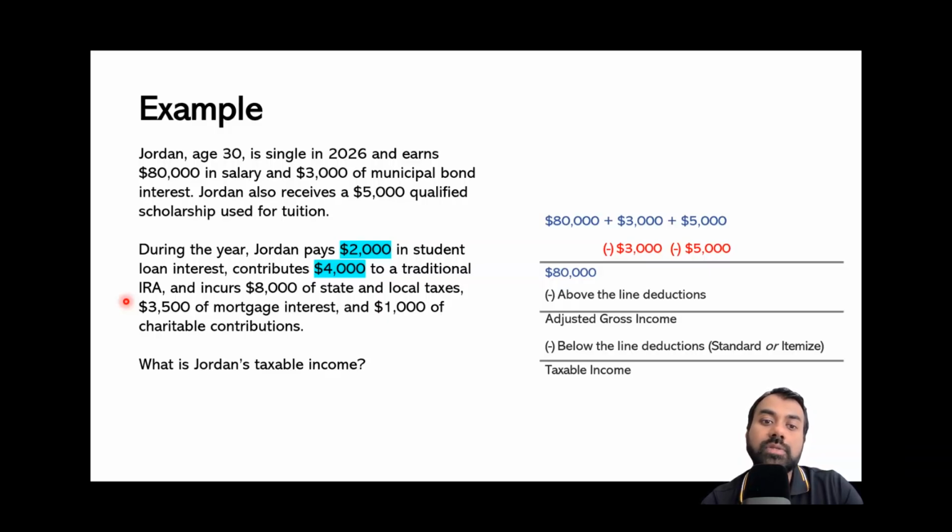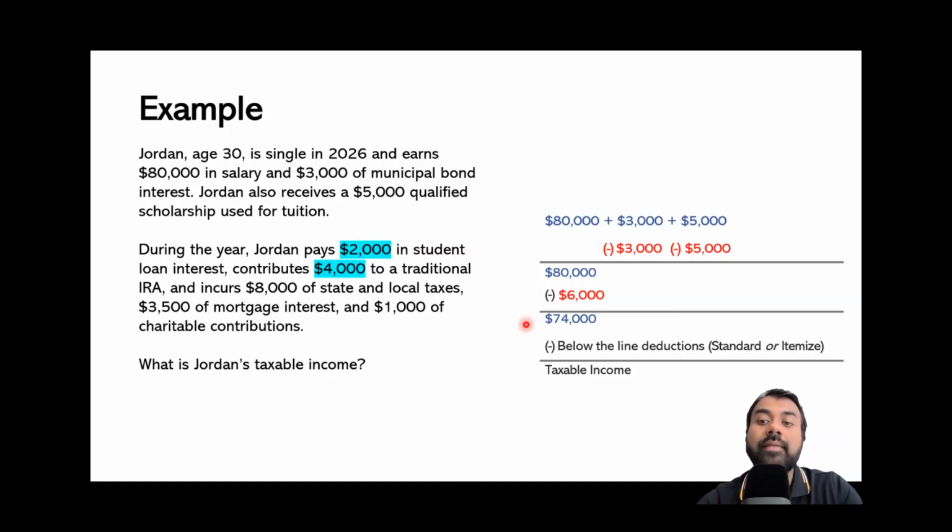And then Jordan contributes 4,000 to a traditional IRA. Now, for IRA, it can be a little tricky, and I'll explain that in a future video. In this case, Jordan can take the full $4,000 that he is contributing to a traditional IRA as an above the line deduction. We add the two sources, 2,000 plus 4,000. That gives us total above the line deduction equal to 6,000. So now we have gross income equal to 80,000 and above the line deduction equal to 6,000. And once we do the math, we get our adjusted gross income of 74,000.